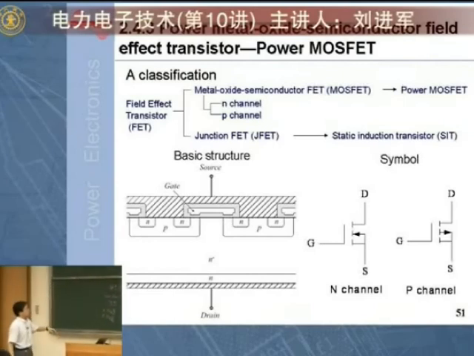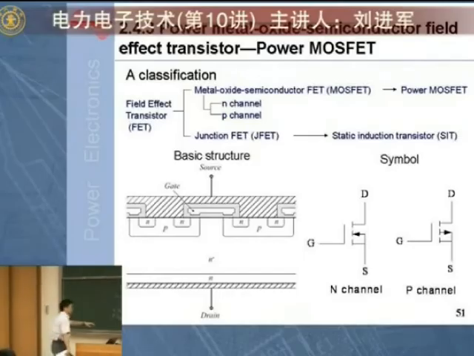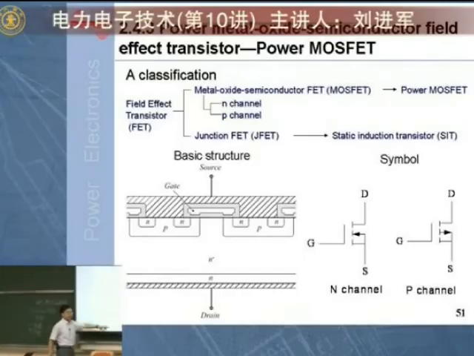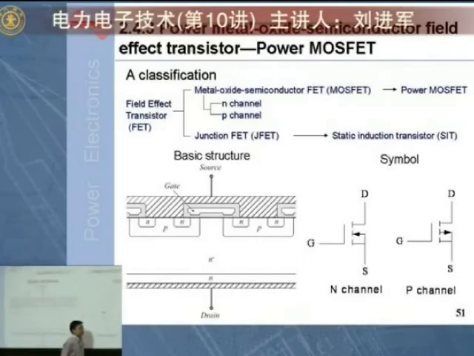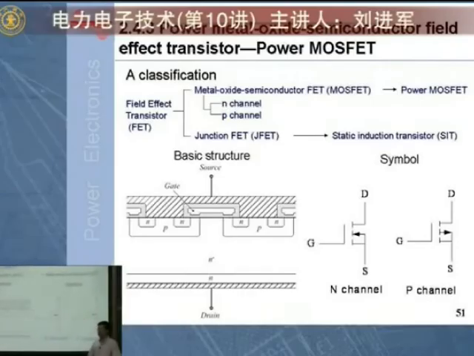Let's look at the structure and symbol. Symbols are the same as in information electronics. This is the N-channel MOSFET. This is the P-channel MOSFET. Exactly the same as you learned before.